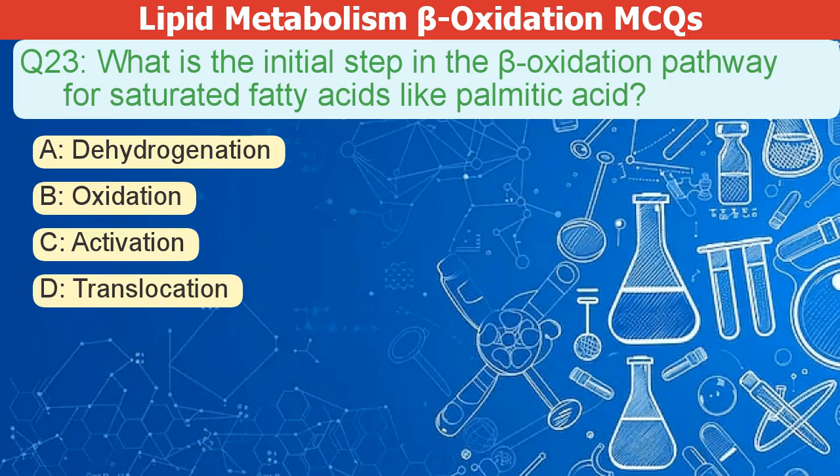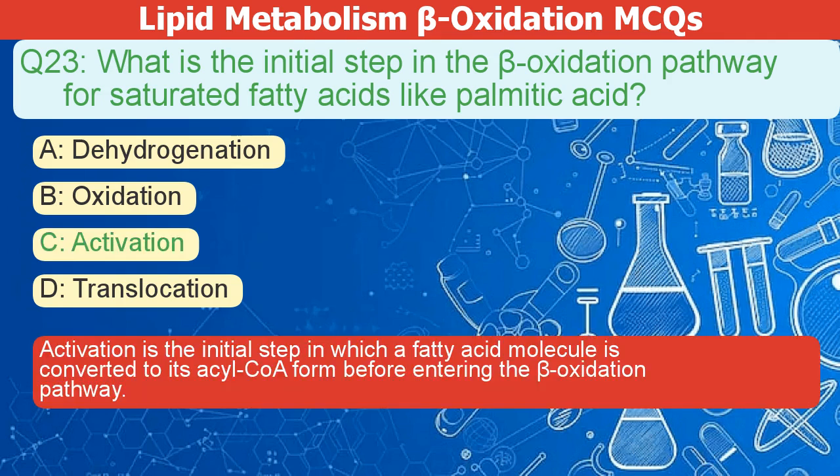What is the initial step in the beta-oxidation pathway for saturated fatty acids like palmitic acid? A. Dehydrogenation. B. Oxidation. C. Activation. D. Translocation. The correct answer is C. Activation is the initial step where a fatty acid molecule becomes its acyl-CoA form before entering beta-oxidation.